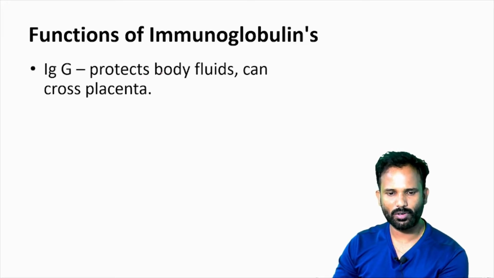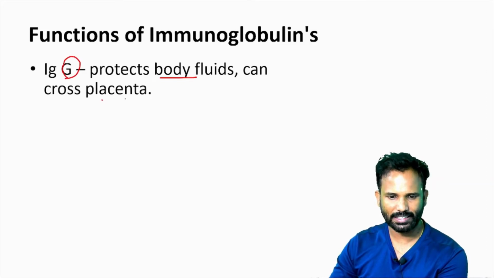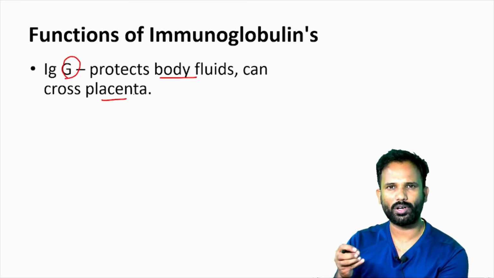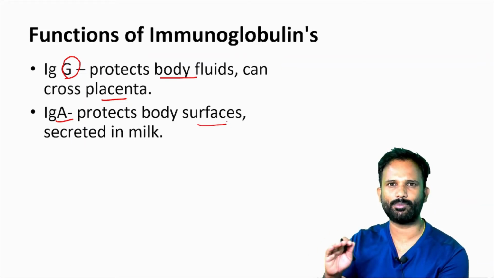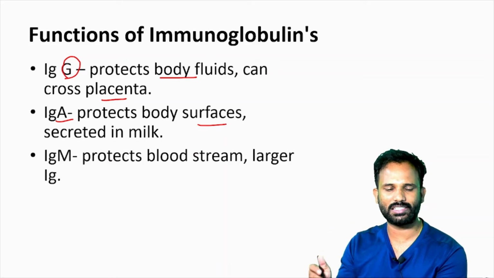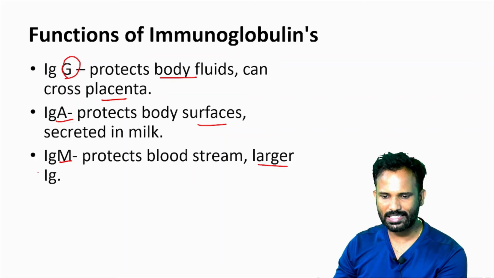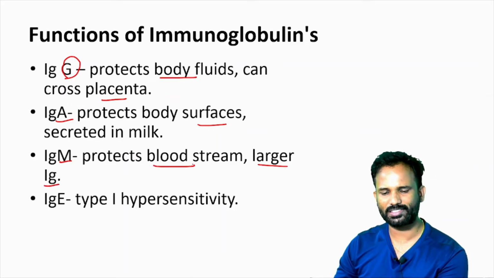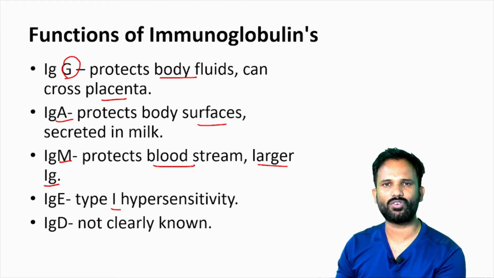So immunoglobulins protect the body. IgG can cross placenta, and also it is the important immunoglobulin in the blood and body. IgA, we call this secretory immunoglobulin, and it is a surface immunoglobulin. So secretory as well as surface. IgM, M for mega, and that is the larger immunoglobulin, and it protects the blood. IgE is responsible for type 1 hypersensitivity reaction, and the IgD activity is not clearly known.